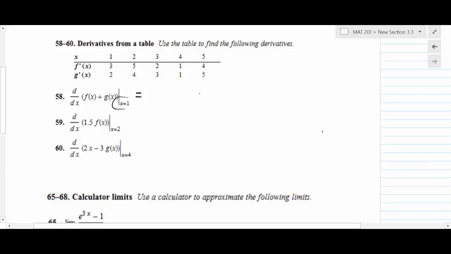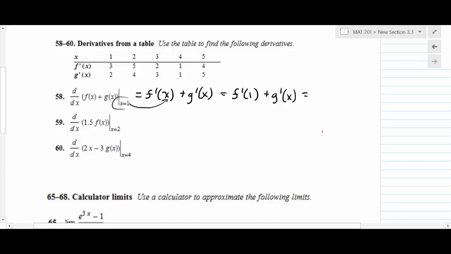So the rule we learned is that the derivative of a sum is the same thing as the sum of the derivatives. That's the rule that you must apply. Now we're evaluating at 1, so you're just replacing x with 1. So you're looking at f prime of 1 plus g prime of 1, like that.